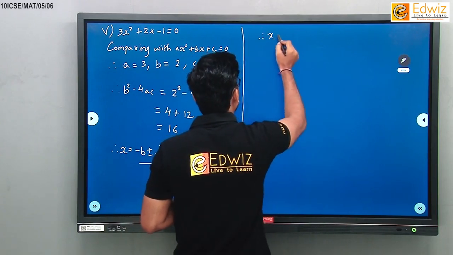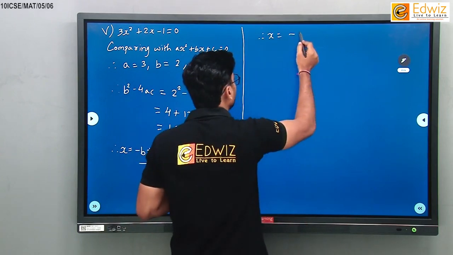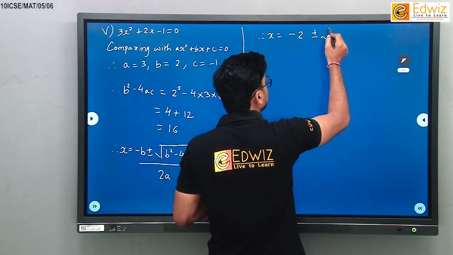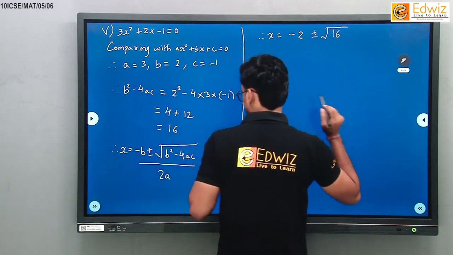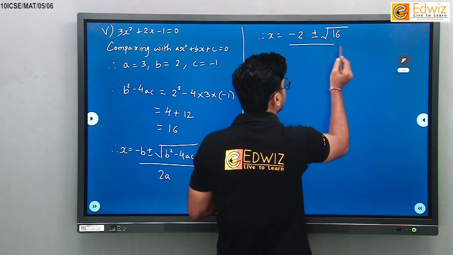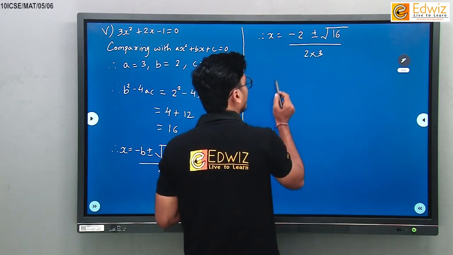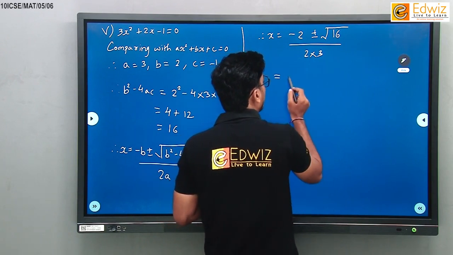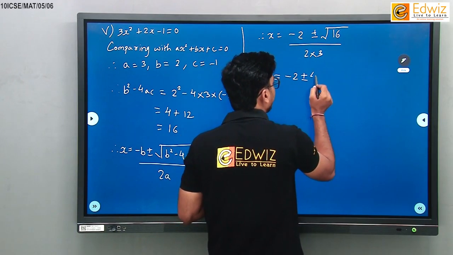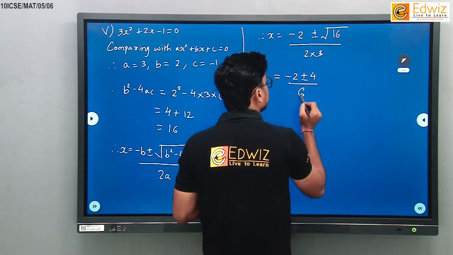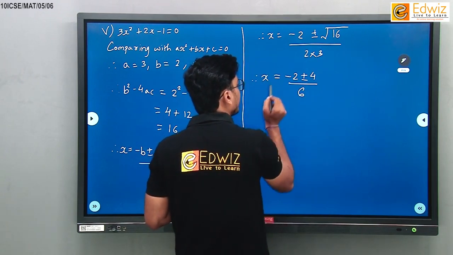X will be equal to minus b, that is minus 2, plus or minus square root of 16, the value of b square minus 4ac, divided by 2 times a, that is 2 times 3. Here you will get minus 2 plus or minus 4 divided by 6. This is the value of x.